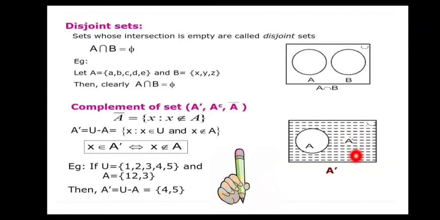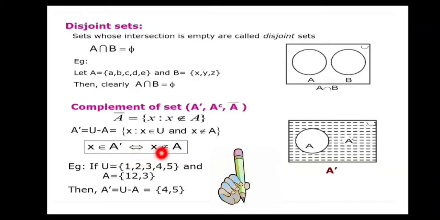Here this rectangle represents the universal set. In the universal set, except set A, the remaining elements are called A bar. So A bar, or A dash, equals the universal set minus set A, that is U minus A. We can write {x such that x belongs to the universal set and x does not belong to set A}. Therefore, x belongs to A dash means x does not belong to A.